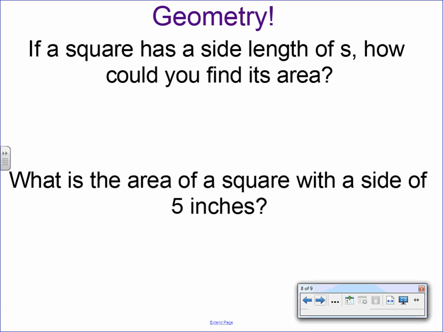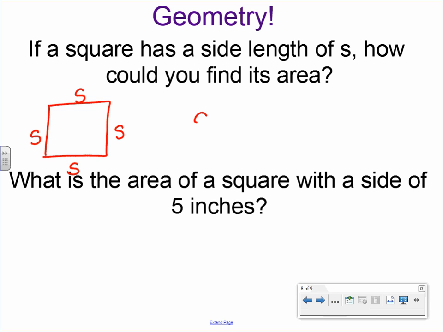Little preview to geometry. A square has a side length of S. How could you find its area? What could help you kind of organize this in your mind? Draw a square. And the side length is S. Well, what do you know about the sides of a square? They're all the same. Okay, so how could I find the area of this square? How do you find the area of a square or a rectangle? Multiply the length and the width. So you could either write S times S or S squared.